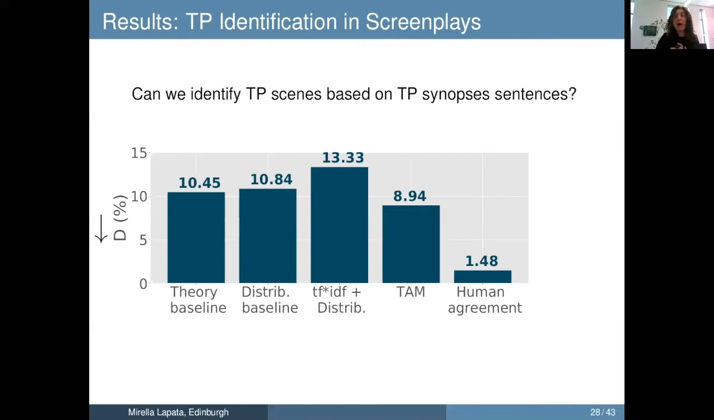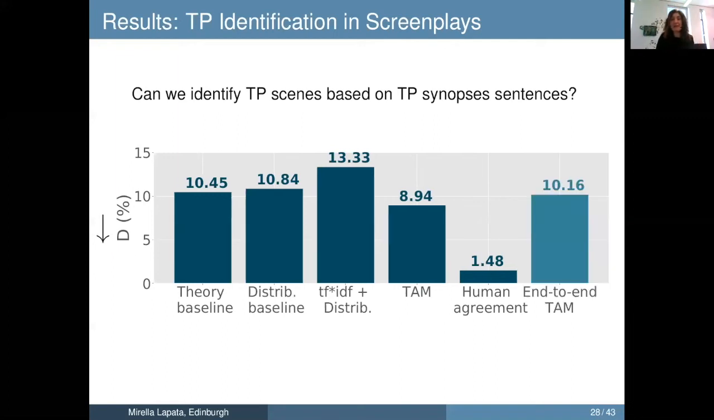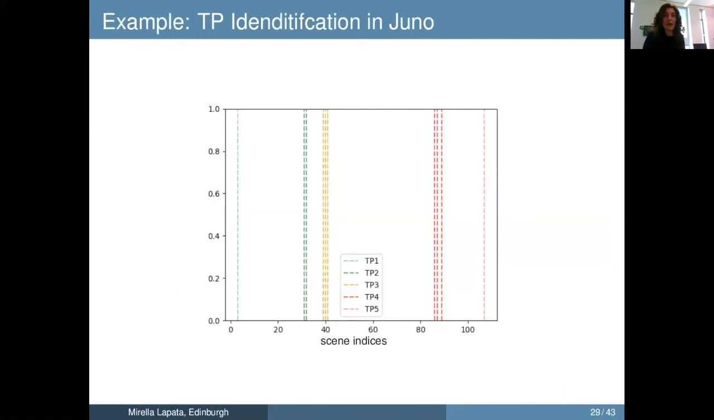And here is TAM. This is the model that I showed to you that doesn't do exactly like 1.48%, but better than the baselines. And if you do a fully end-to-end system without gold standard annotations where you predict the labels on the screenplay, it's expectedly worse, but still a bit better than the baselines. Okay, I have some examples to show here, and then I'll pause for questions.